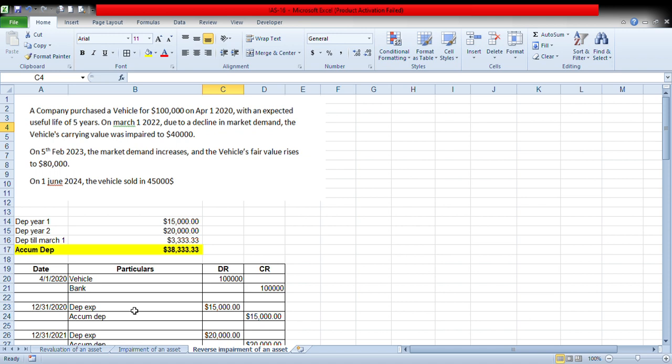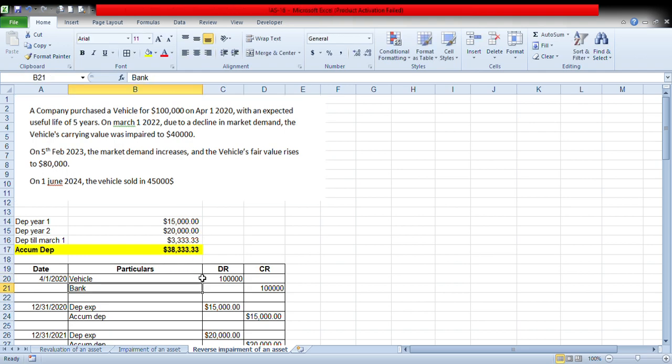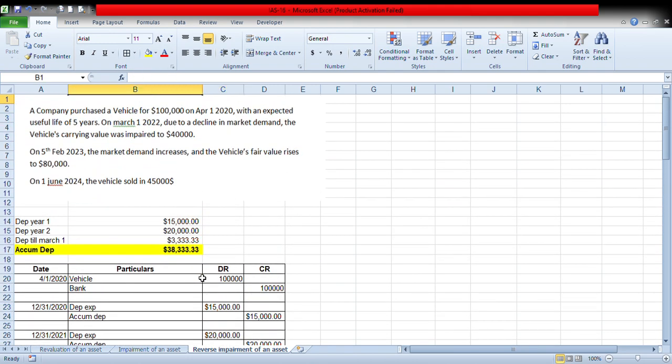No. We do it once in a while, when we have a huge difference between the carrying amount and the impaired amount, for example 1 lakh versus 40,000. Here the book value is 61,000 and 40,000, which is a difference, but not a huge one. It is not like a 2,000 or 3,000 difference. We don't need to impair in that situation, right?